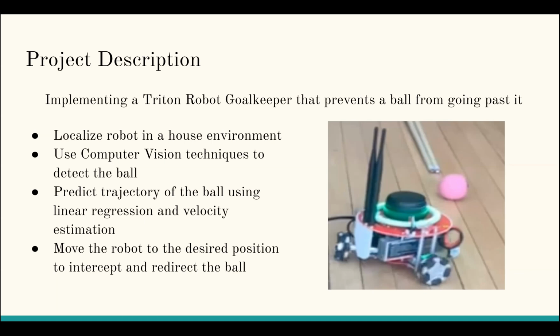Then we use computer vision techniques to detect the ball. Then we predict the trajectory of the ball using linear regression and velocity estimation, and then move the robot to the desired position to intercept the ball based on this.